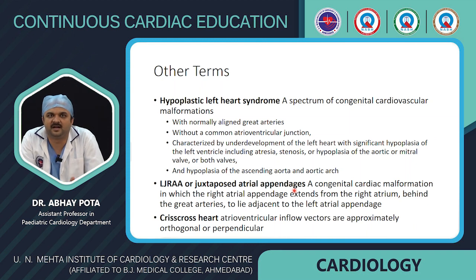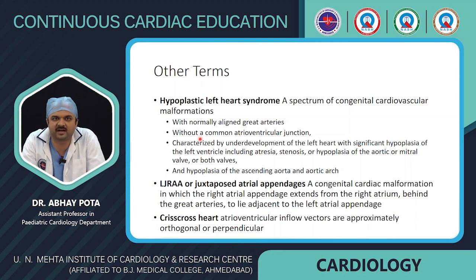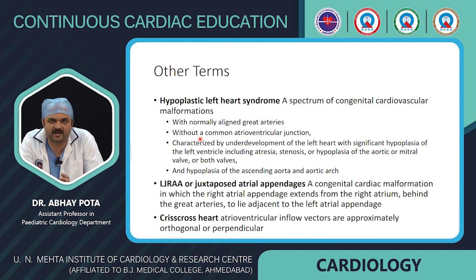Other common anatomical terms, like hypoplastic left heart syndrome. It is a spectrum of congenital cardiovascular malformations with normally aligned great arteries without a common atrioventricular junction, characterized by underdevelopment of the left heart with significant hypoplasia of the left ventricle, including atresia, stenosis, or hypoplasia of the aortic or mitral valve or both valves, and hypoplasia of the ascending aorta and aortic arch. Generally, VSD is not there.